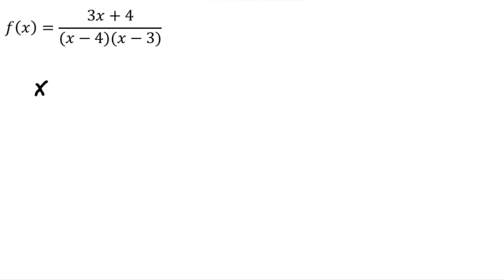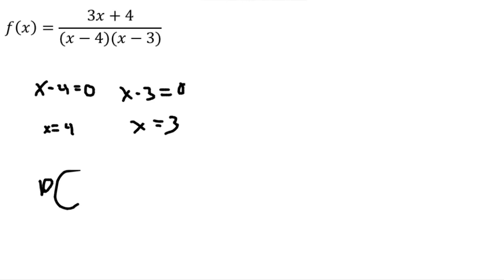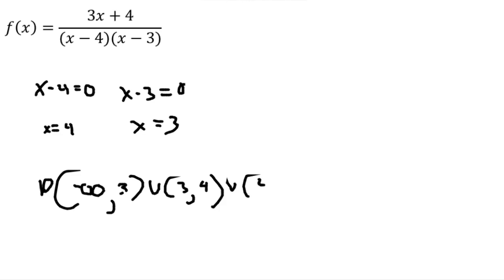So this is just the same as earlier. Once again, we're just going to set it equal to 0 and find the critical values. So x minus 3 is equal to 0. X is equal to 3. Okay, so the domain here is going to be negative infinity to 3, and we're going to put union 3 to 4, and then union from 4 to infinity.